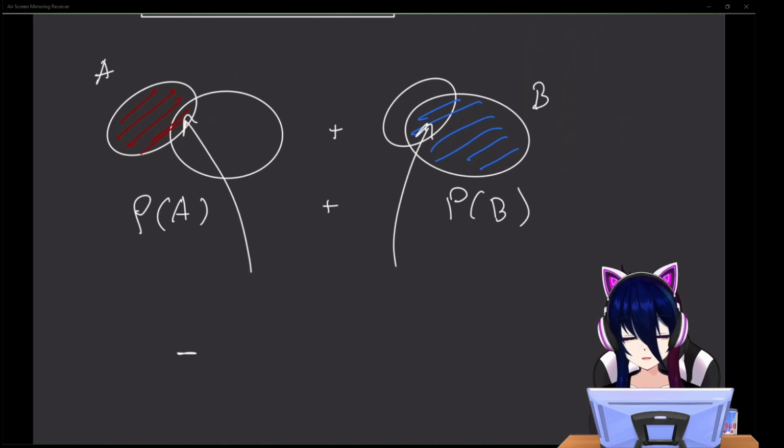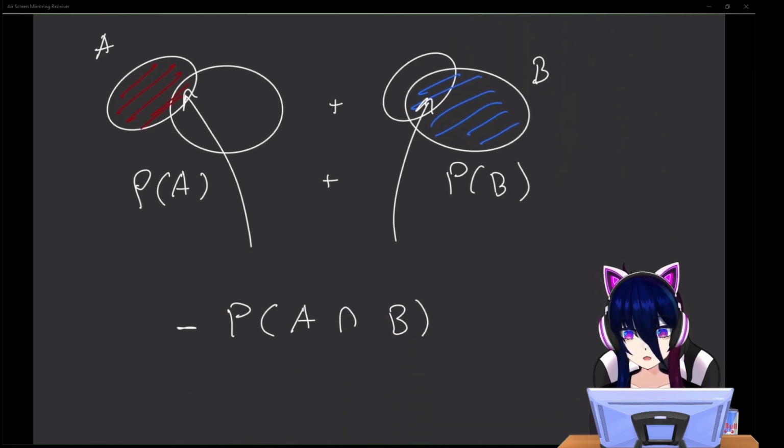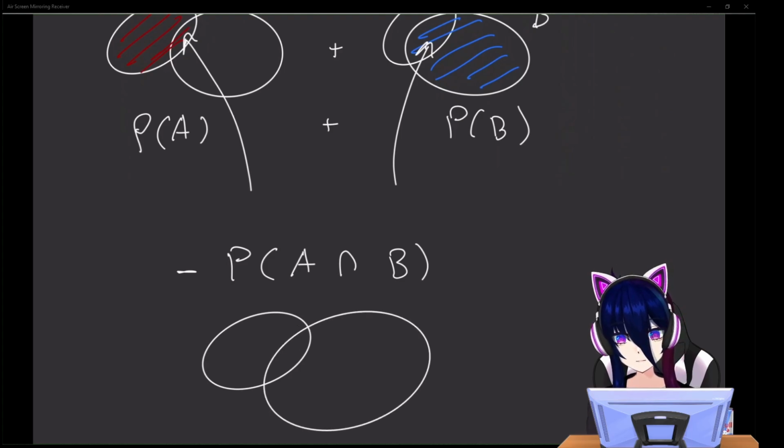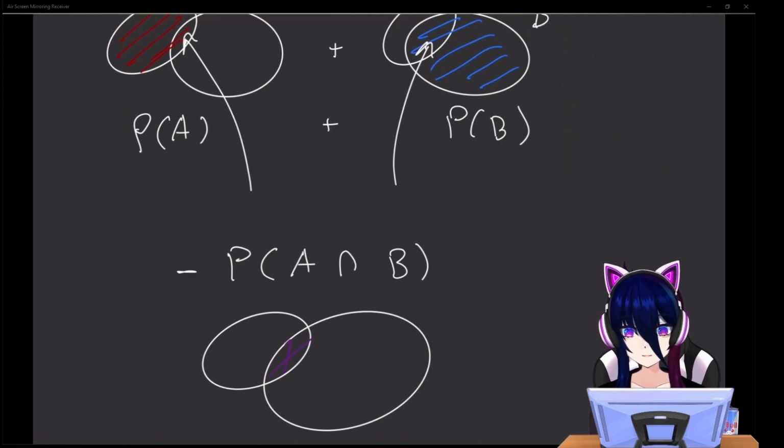Let's say minus 1 probability of A intersected with B, which we'll do this part in purple. That chunk there, we need to remove one of those because we have two.